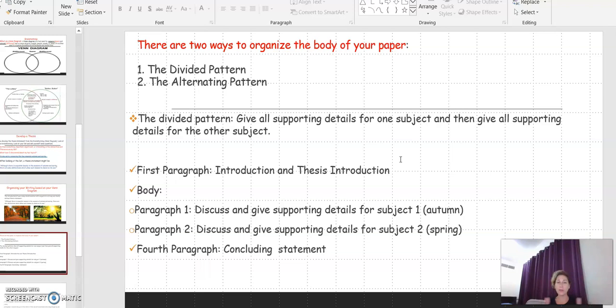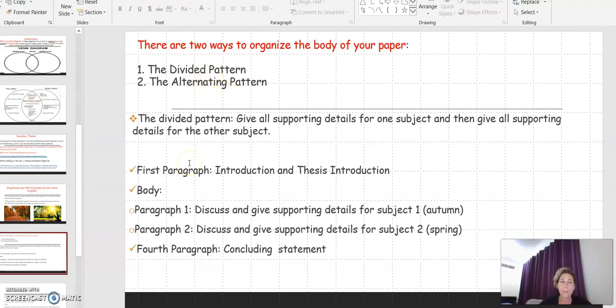When it comes to writing, every piece is structured in a way where you have introduction, body, and conclusion. In the compare and contrast, you have two patterns that you can follow: either the divided pattern or the alternating pattern. But keep in mind, both patterns include 4 paragraphs: the introduction, 2 body paragraphs, and the conclusion. The two patterns differ in the body paragraphs.